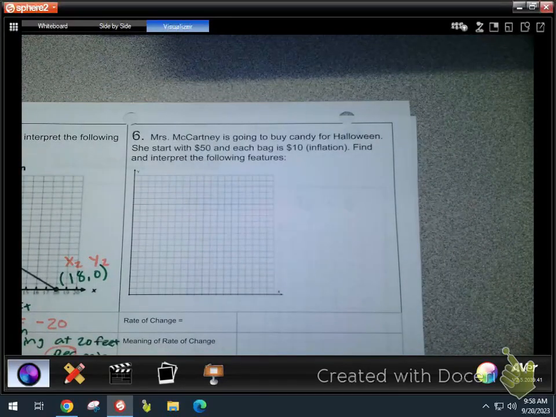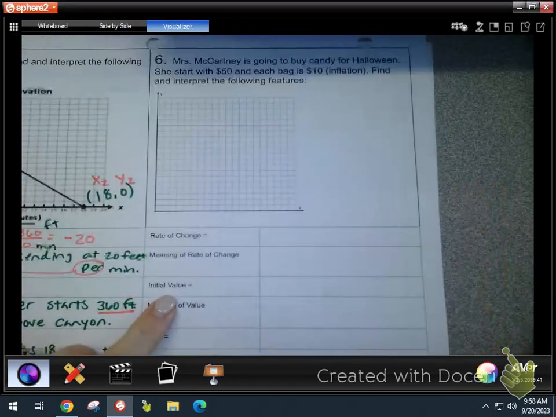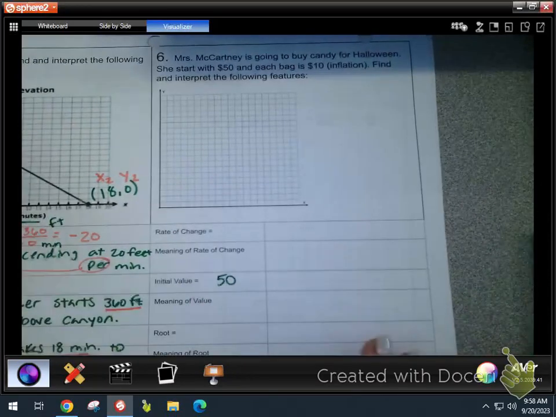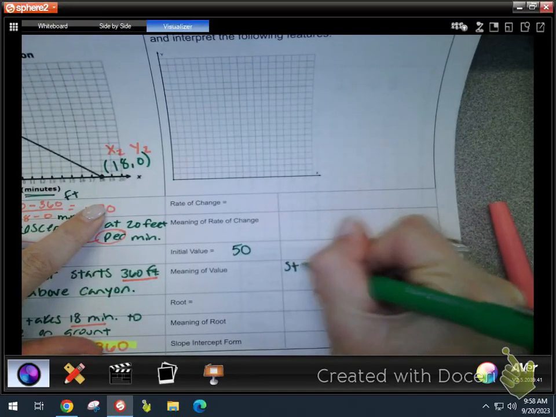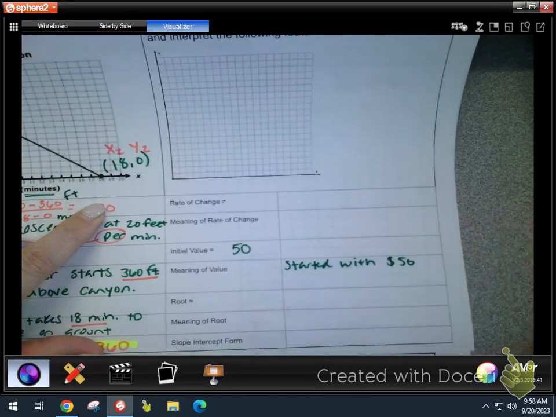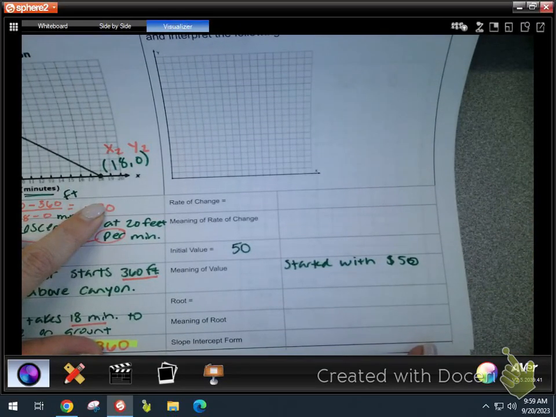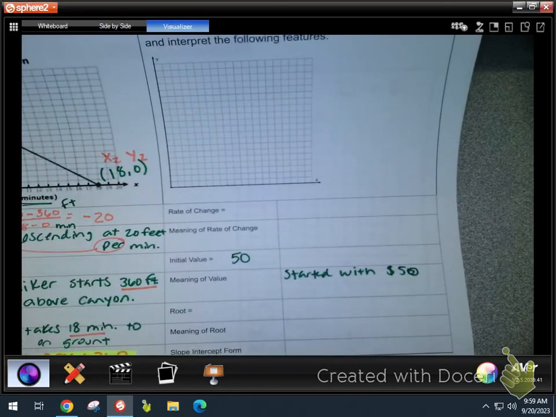Find and interpret the following features. Okay, there's no graph here, so we've got to interpret how to write this ourselves. So I started with how much money? What is that? The y-intercept, the initial value. Very good. So I started with 50. What does it mean? Exactly what I just said. Started with $50. Okay? We don't know the root. Actually, we need to get the equation for that first.